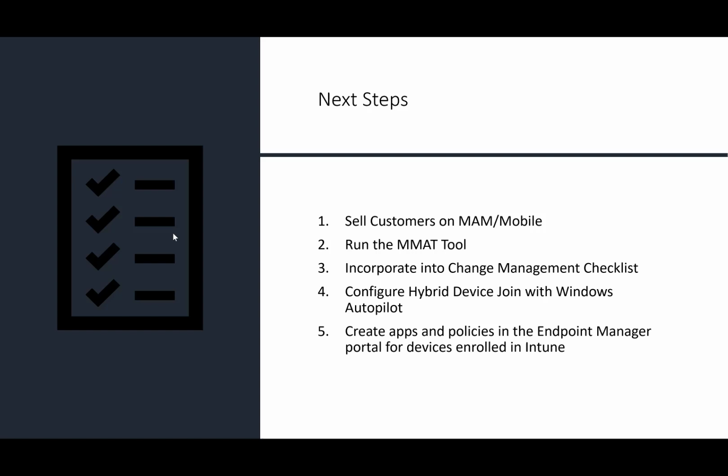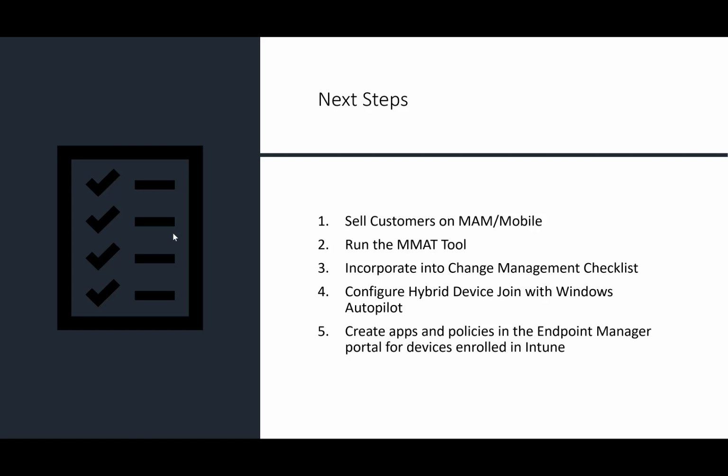Then I would recommend incorporating the Intune enrollment into your change management checklist. So whenever you have user turnover, you're touching those devices, grab those hardware IDs and upload them into the Autopilot service. Configure a hybrid device join with Windows Autopilot. So you want to configure the architecture and make sure you're pushing down those devices, both to Azure AD and to the OU in your Active Directory environment that you have set up.